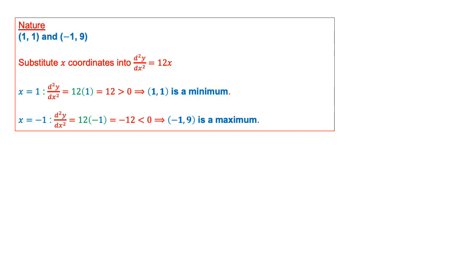So as before, to work out the nature, we have to work out d squared y by dx squared, which in this case is 12x. And then we substitute in x equals 1 and x equals minus 1 into this second differential. So we get 12 times 1 is 12, which is clearly positive. Therefore, we now know that 1, 1 is a minimum. And substituting minus 1 into the expression gives minus 12 for the second differential, which is negative. Hence, minus 1, 9 is a maximum.